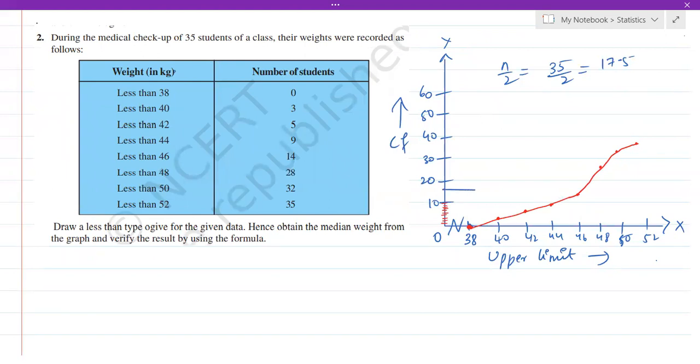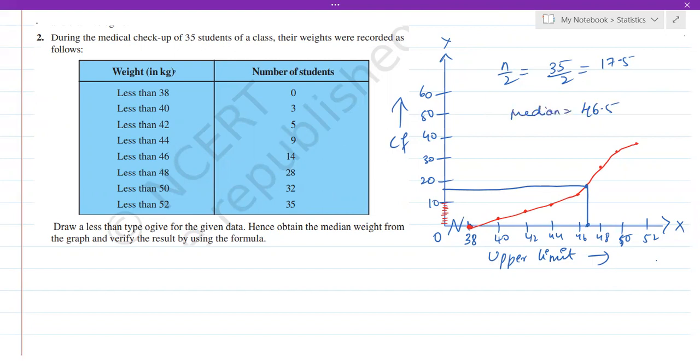Draw a straight line such that it meets the graph. Wherever it meets the graph, drop a line. According to my calculation, the value should be between 46 and 48. So let's say 46.5. I've done this roughly. So we have got 46.5 as a median.